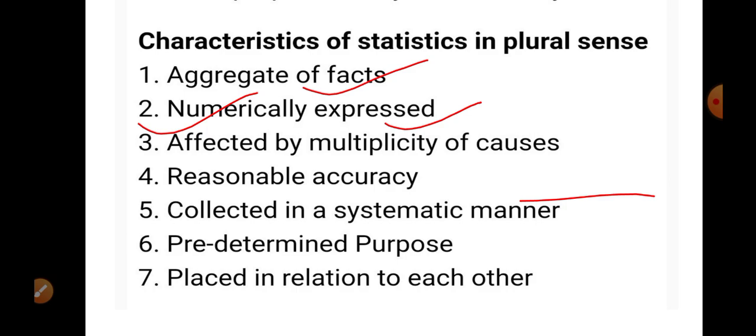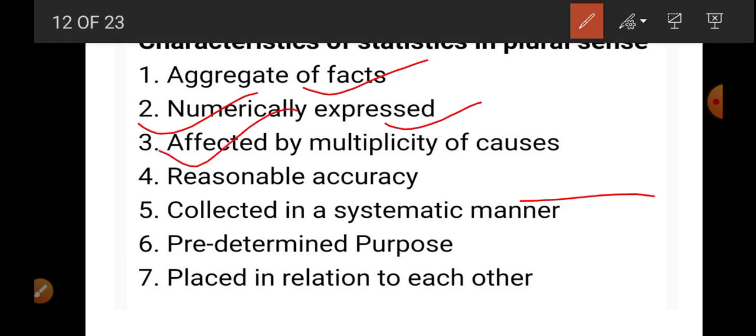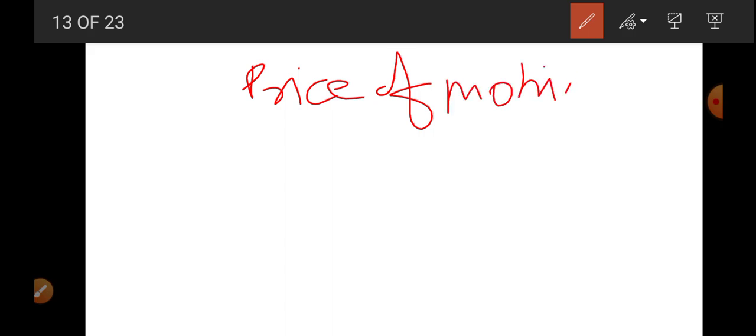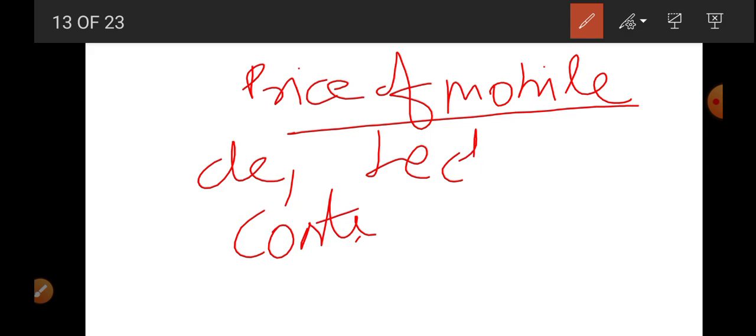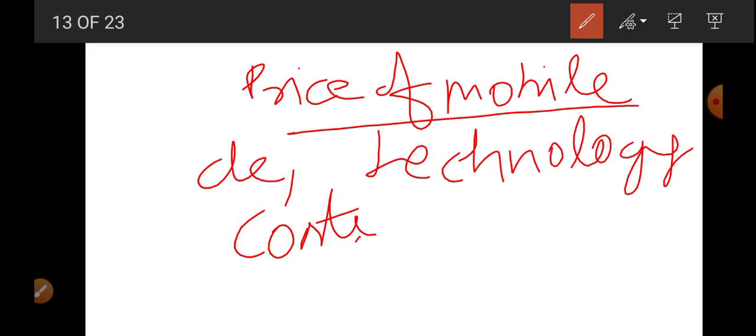Next is that it is affected by multiple causes. For example, the price of a product. Take the example of the price of a mobile. What will be the price of a mobile? It is not going to depend upon one thing. There are many factors: demand, cost, technology, people's income, taste and preference.